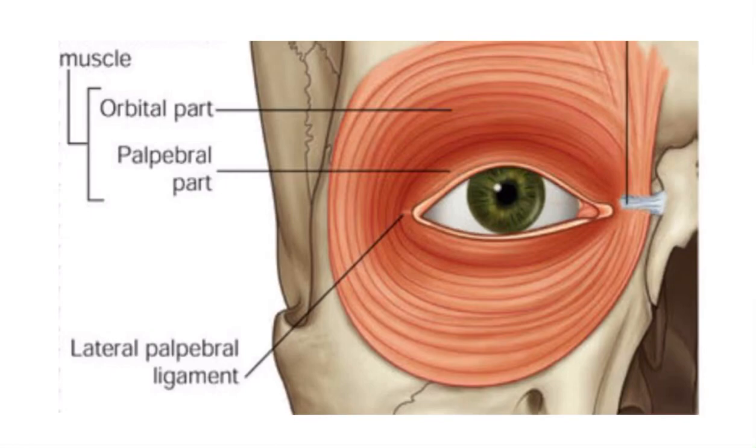Clinical note, if you want, you can write facial palsy. You will not be able to close your eyelid. That is the reason, because the facial nerve is paralyzed, so you will not be able to close your eyes. Tight closure will not be possible. So this is the applied anatomy of orbicularis oculi.